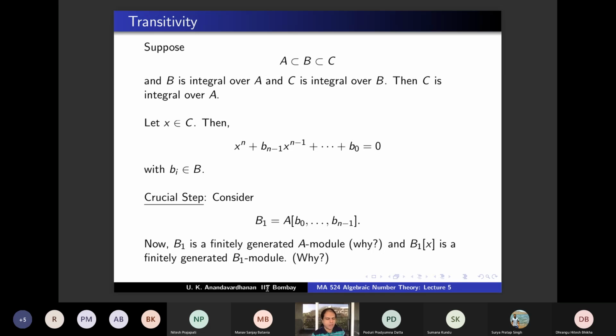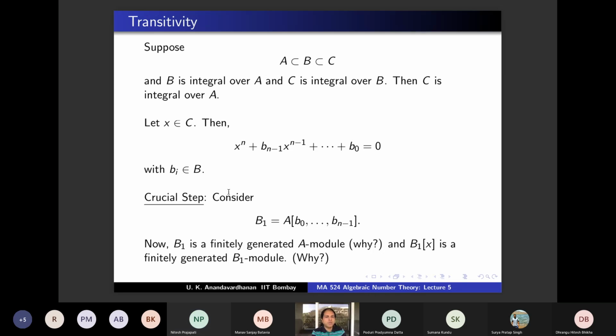So exactly as in the last slide, what can you conclude? B1[x] over B1 and B1 over A, both are finitely generated. So the conclusion is? Sir, B1[x] is finitely generated as an A module. Over A module. Excellent. So B1[x] is a finitely generated A module.